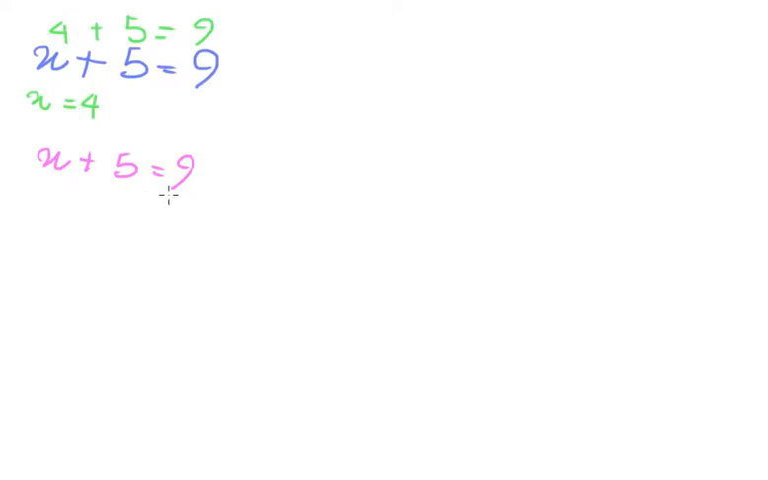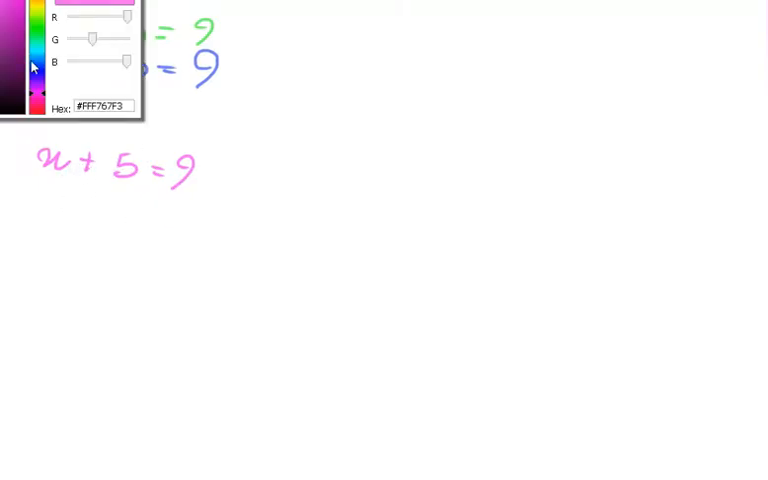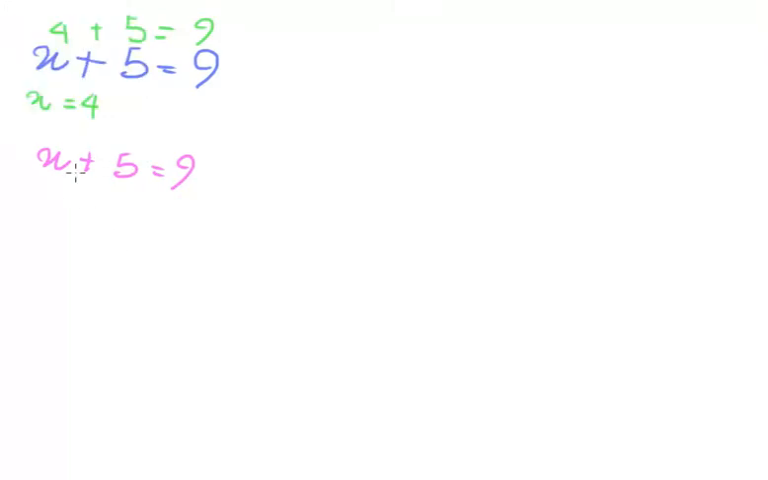Now, in order to keep x alone here, we need to get rid of this 5. Because it is added to the x, the relationship of 5 with x is addition. So I need to reverse this to get rid of 5. That means I'm going to do subtraction here: minus 5. Okay, so now I can get rid of 5 from this side.